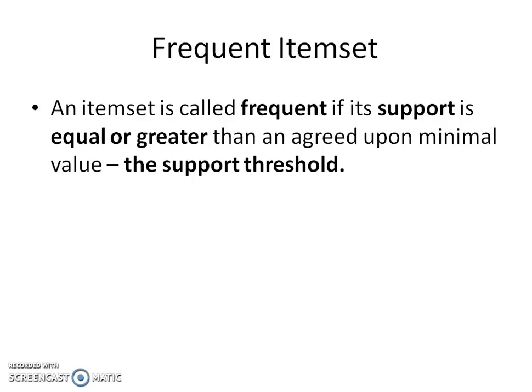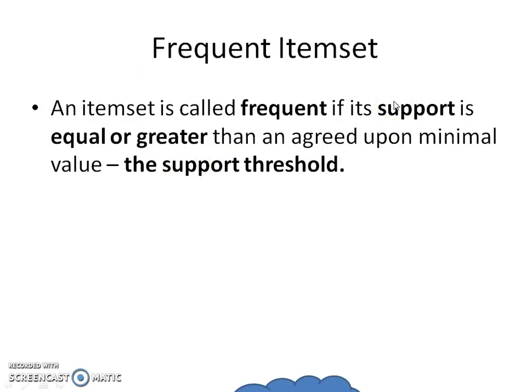Now, an item set is called frequent if its support is equal to or greater than an agreed upon minimal value. That agreed upon minimal value is called the support threshold. So, you call a given item set frequent if its frequency or support is equal to or greater than a minimum support threshold. That is, you will be given a minimum support threshold or minimum frequency threshold. So, an item set should possess at least this minimum support threshold to be called frequent.